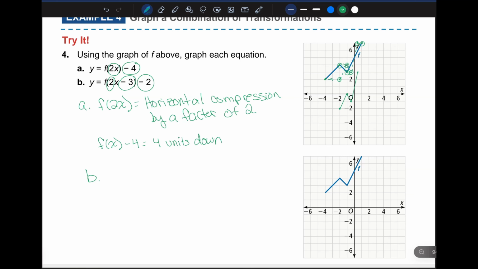So let's start with the 2x. So we have a horizontal compression by a factor of 2. All right, so we can do exactly what we did up here. We're just shifting all of those. We did this on the previous problem.